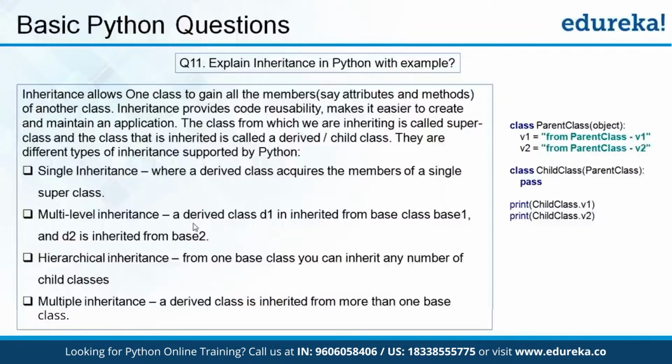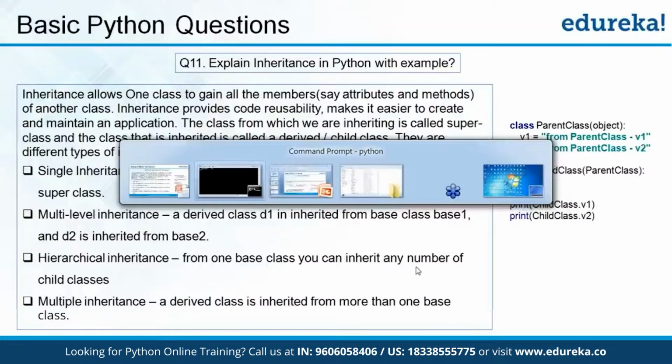Multi-level is where one class derives from another class, which derives again from another class. So basically, a derived class is inherited from a base class, and the other one inherits from the previous class. So D1 is inherited from base class B1, and D2 inherits again from that particular class. Hierarchical is where from one base class you can inherit multiple child classes. So basically it might be something like this, hierarchical.